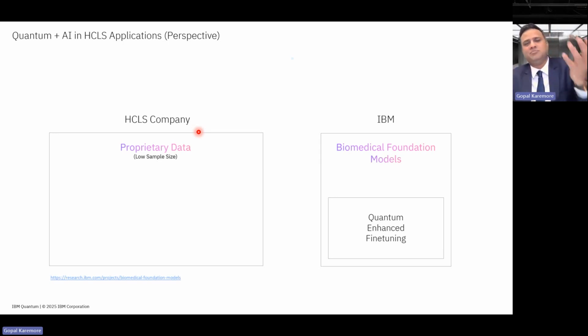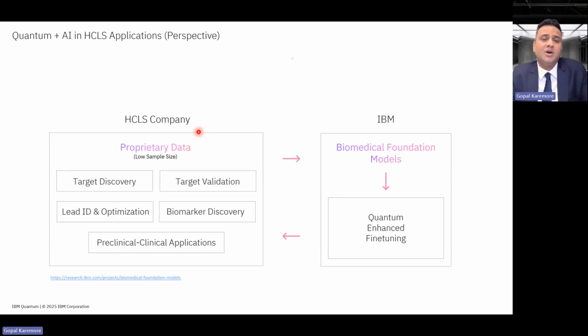To utilize the strength of the biomedical foundation model, there is always a bottleneck: because of the low sample size, it will not generalize. So what we have also been doing is developing a quantum-enhanced fine-tuning of the biomedical foundation model so that we can have different application tasks. We have a really nice foundation model, developed by our biomedical team here, and it could be applicable for target discovery, target validation, lead identification, and preclinical and clinical applications.